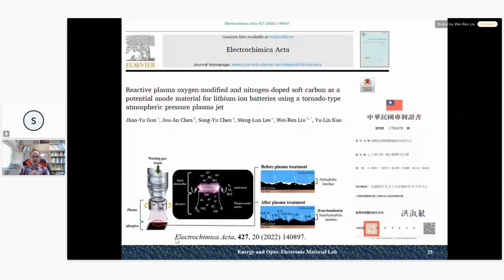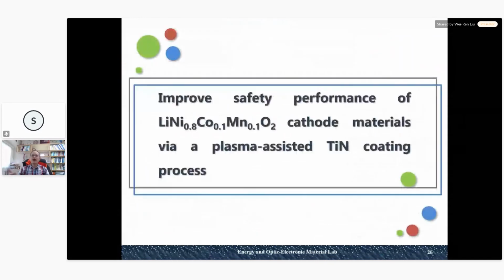this plasma actually modifies and nitrogen-dopes the soft carbon, just published in Electrochimica Acta 2022, and we also have a patent. And the second part I would like to share is using plasma-assisted titanium nitride coating on the NCM811 cathode for the lithium battery to improve the safety performance.